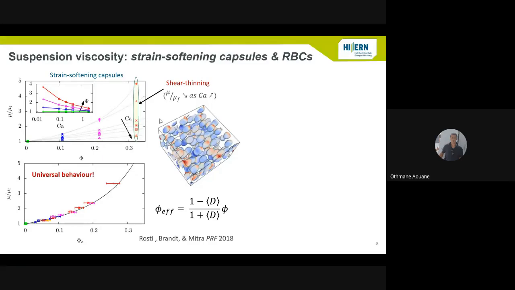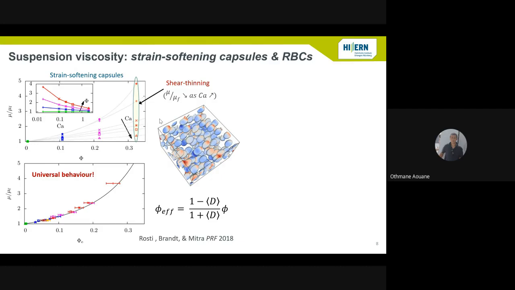In 2018, Marco Rossi and Luca Brandt proposed a model where they studied these strain softening capsules, which are behaving roughly like drops. And they measured the viscosity as a function of the volume fraction. And they observed that these strain softening capsules also show a shear thinning behavior, similarly to drops or to emulsions.